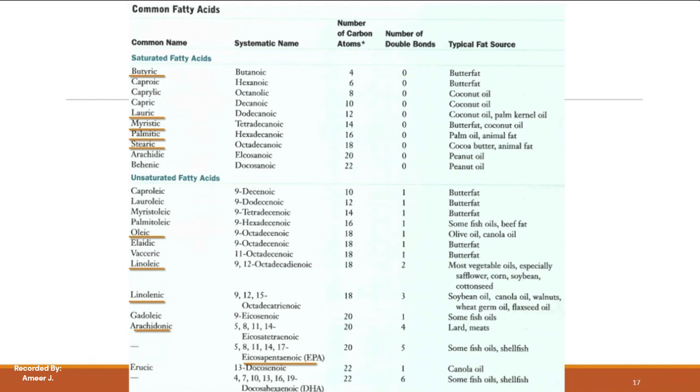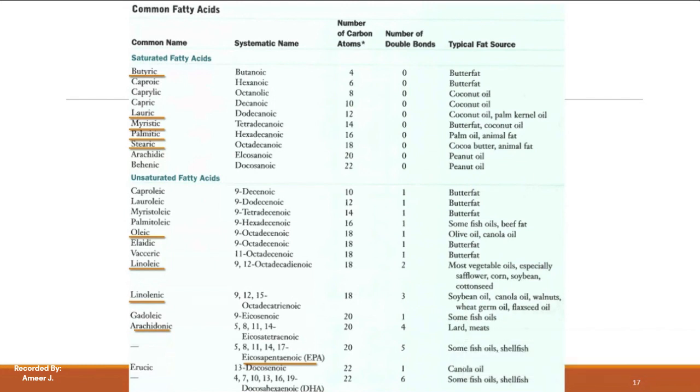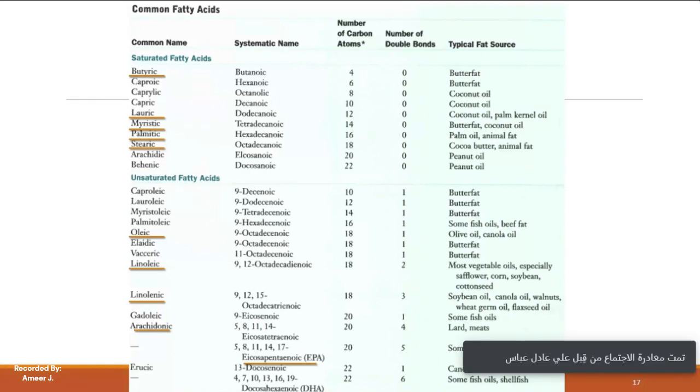After that, arachidonic acid, the source of this is lard and meat, and erucic. You should know about DHA and EPA, the most important omega-3 fatty acids, and the source of them is some fish oil, shellfish, canola oil, and we will explain later.